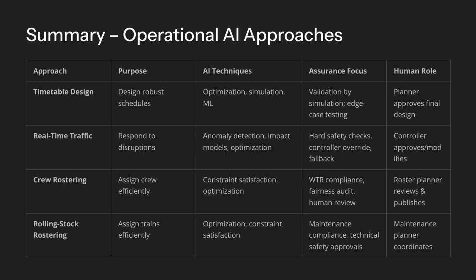Crew and rolling stock rostering sits between the two. It happens offline, daily or weekly, but the outputs have both regulatory and operational consequences. Working time compliance is not optional, service coverage is not optional. The assurance approach is built around explicit compliance checks before publication, human review as a mandatory step, and ongoing audit after deployment. The roster planner reviews and approves before anything goes live. Accountability stays with the human. Three applications, three different timescales, three different assurance approaches, three different human roles, but one consistent principle running through all of them. The AI supports the decision, the human owns it.